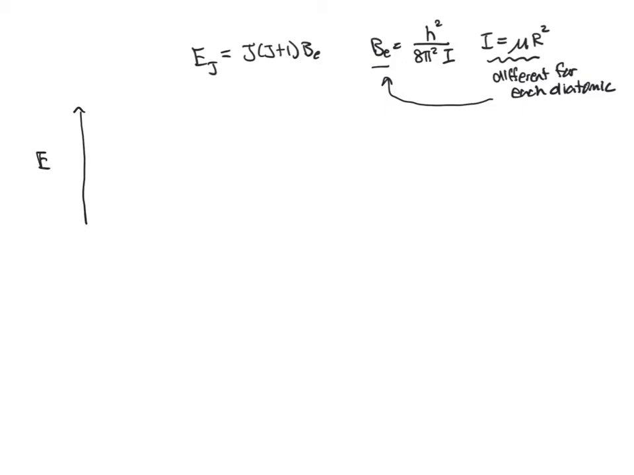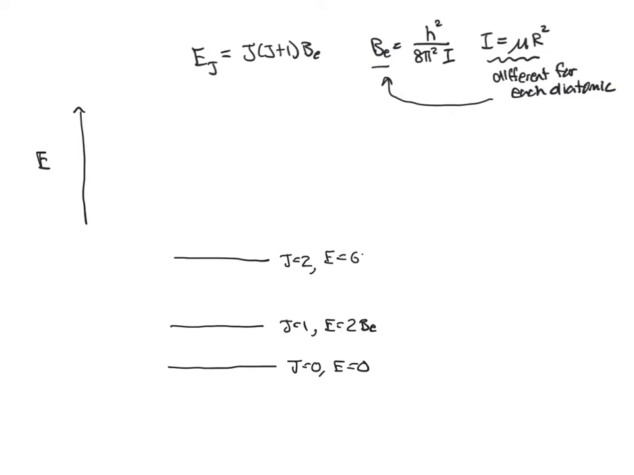So if we look at what the energy levels look like, if we draw out the energy levels, we can see that at J equals 0, we have an energy of 0. And at J equals 1, we have an energy of 2B sub E. And then when we have an energy level of J equals 2, then 2 plus 1 is 3 times 2 is 6. And so we have 6B sub E. And so we can see that the spacing between my energy levels is going to get larger and larger as I go up. So the next one that I have is J equals 3. So 3 plus 1 is 4 times 3 is 12. So now we're all the way up here.